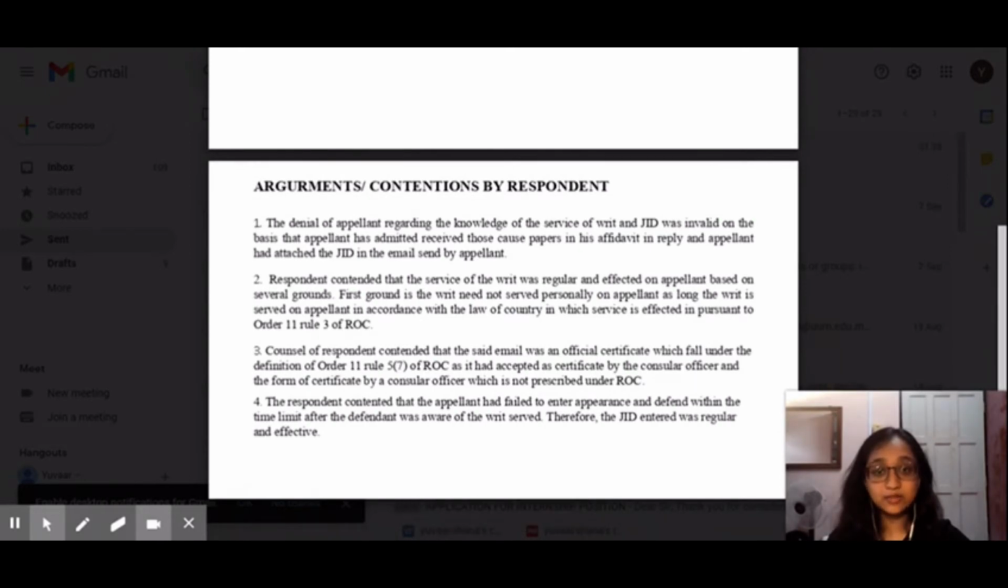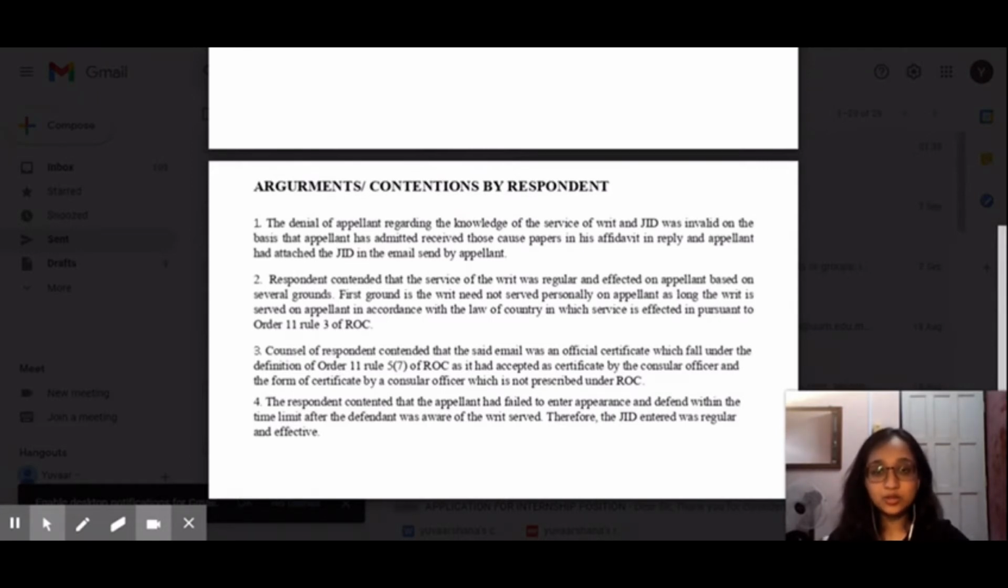Firstly, the denial of the appellant regarding the knowledge of the service of writ and judgment in default was invalid, as the appellant admitted that he received those court papers in the affidavit in reply, and the appellant had attached the judgment in default in the email sent by the appellant.